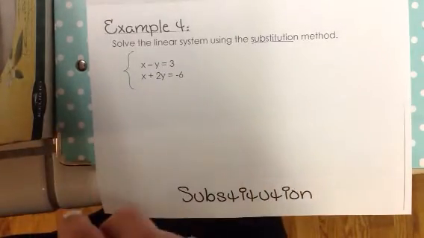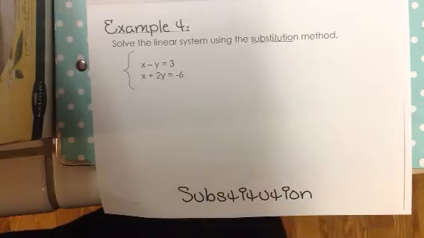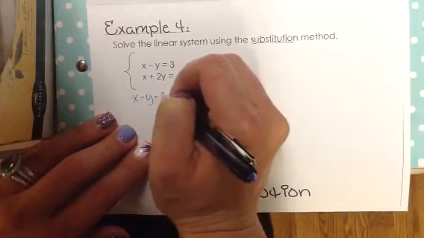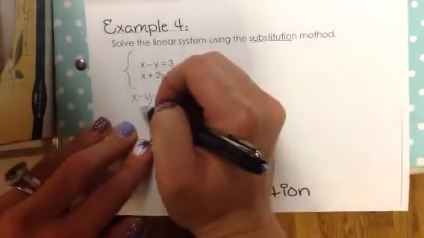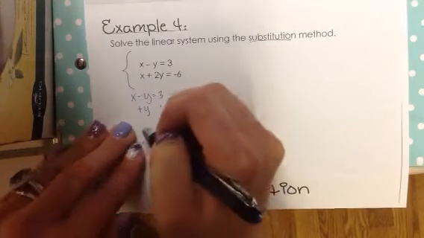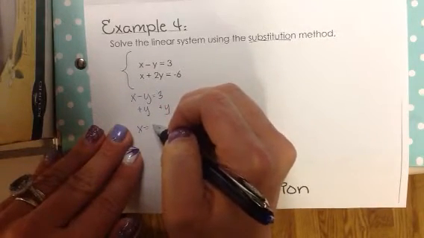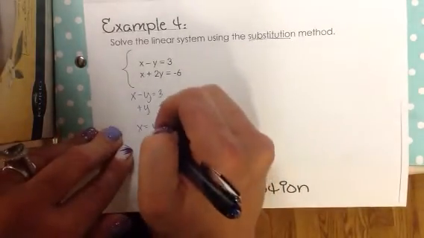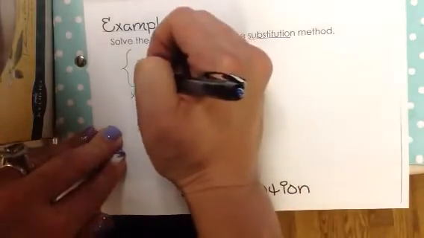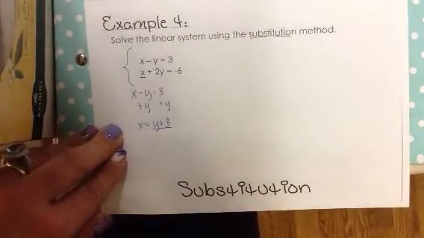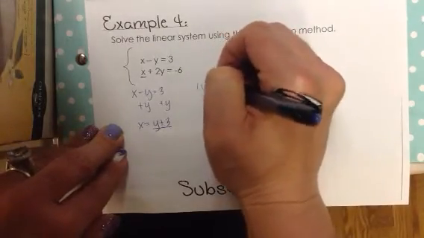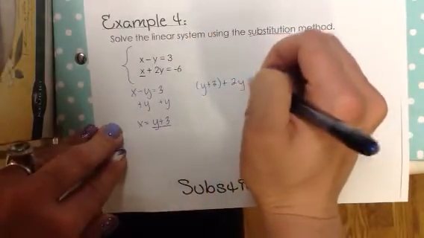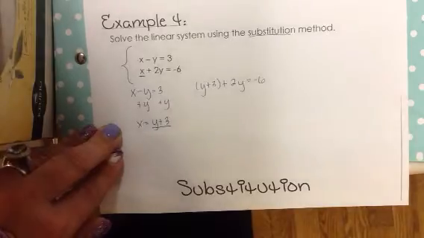It does not matter which equation you decide to use first and get the variable by itself. I'm going to use x minus y equals 3 to try to avoid negative signs. I'm going to add y to both sides, and I get x equals y plus 3. So now I have my x by itself. I can take this part that x equals and plug it back in to the second equation above for x. So I get y plus 3, that's what I plugged in for x, plus 2y equals negative 6.